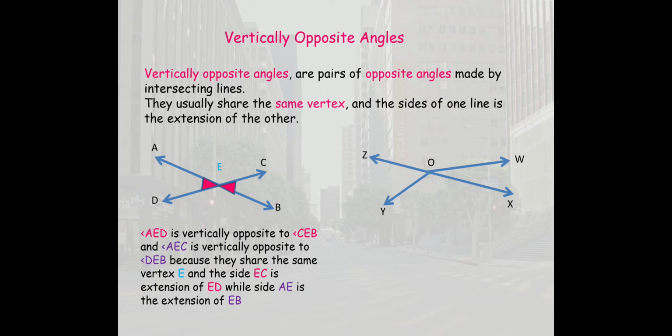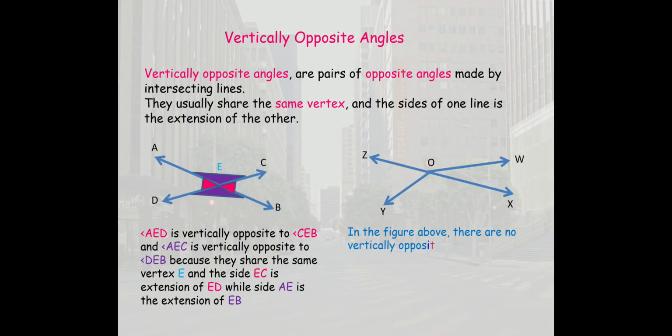And AE is the extension of EB. Now, angle AEC is also vertically opposite to angle DEB. And if you can notice again, one side is the extension of the other, and they share the common vertex E.